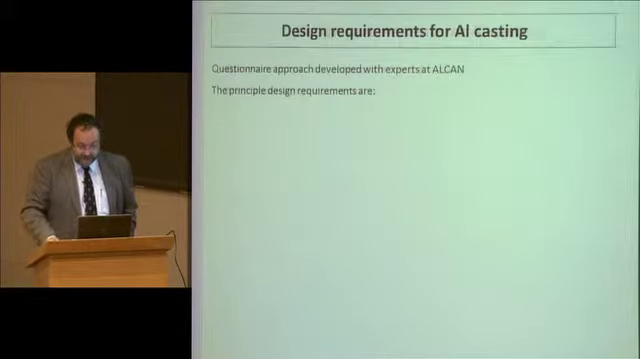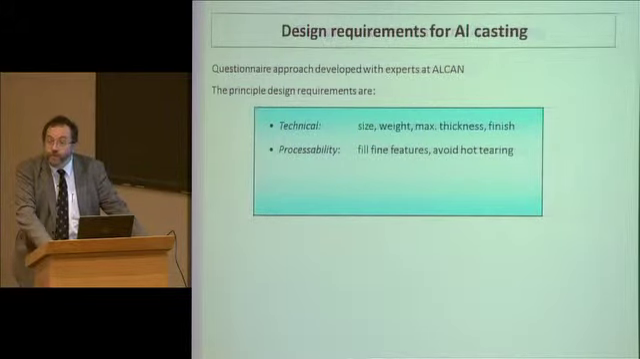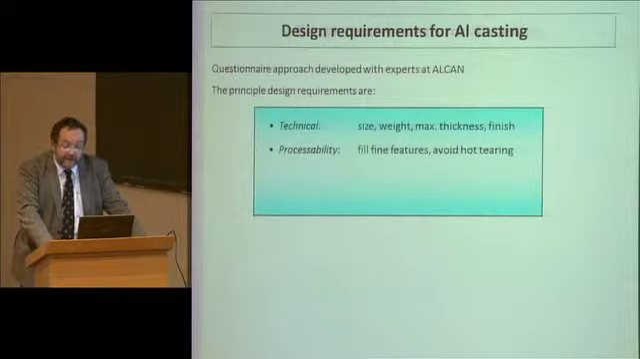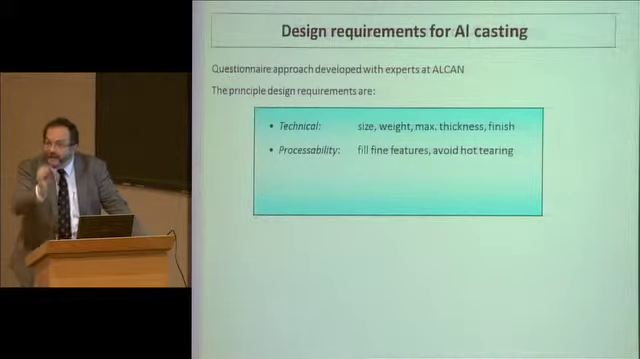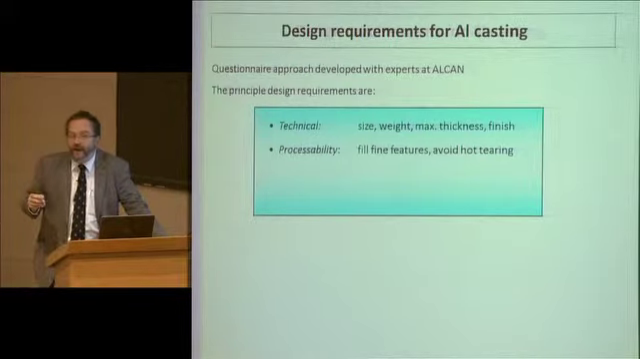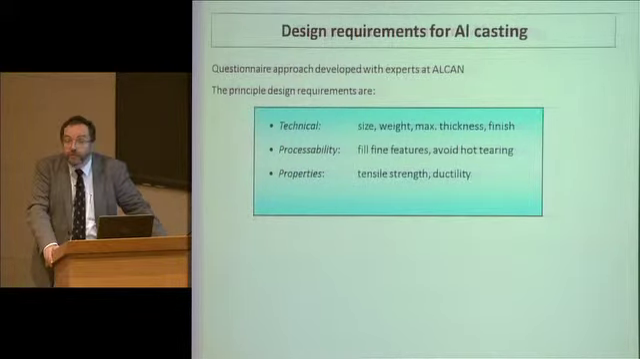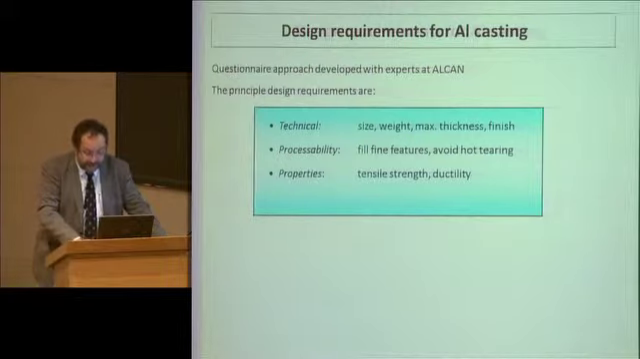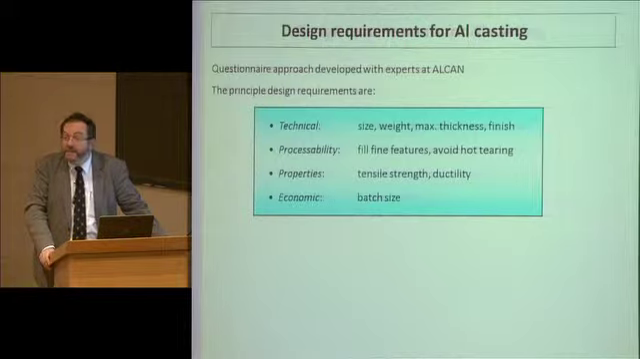Let's look at aluminium alloys and see how the question emerges. When you've selected something for a cast aluminium part, you have technical questions: size, weight, max thickness, finish, processability issues. You have what are the fill line features, and obviously if it's aluminium, you need to avoid hot tearing. There are questions of properties. You're asking for tensile strength, ductility, and then you have economic issues based on the batch size.